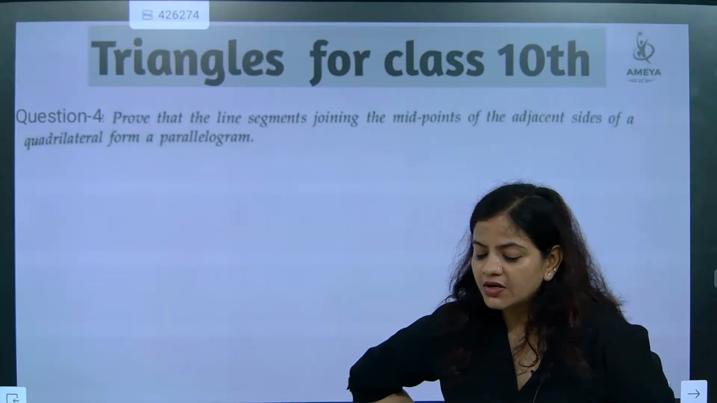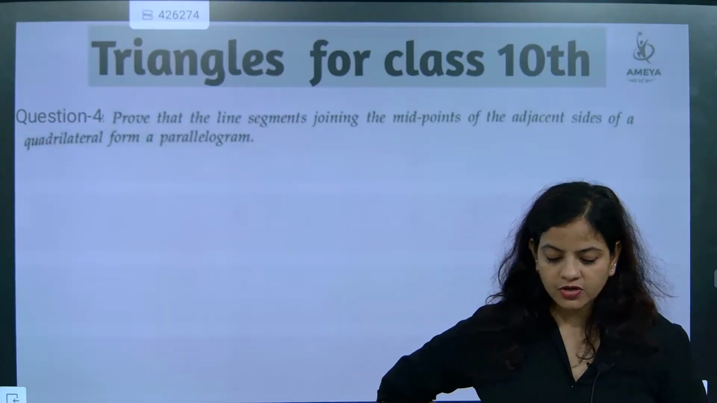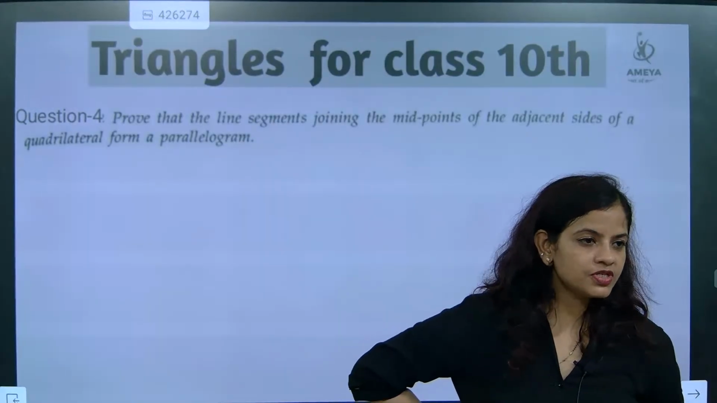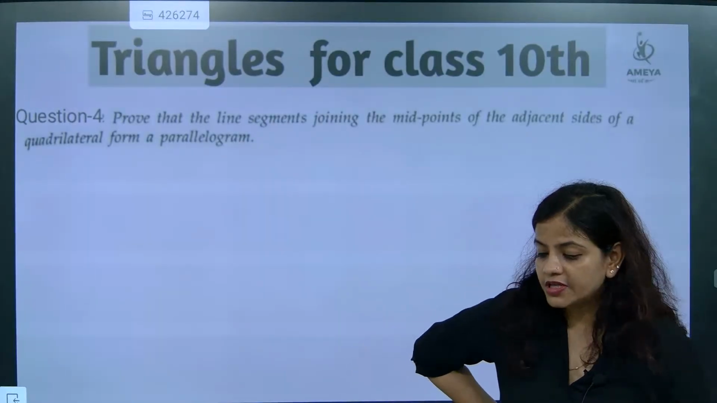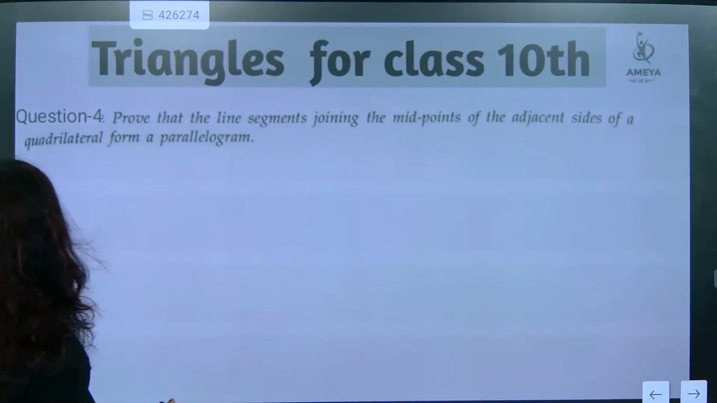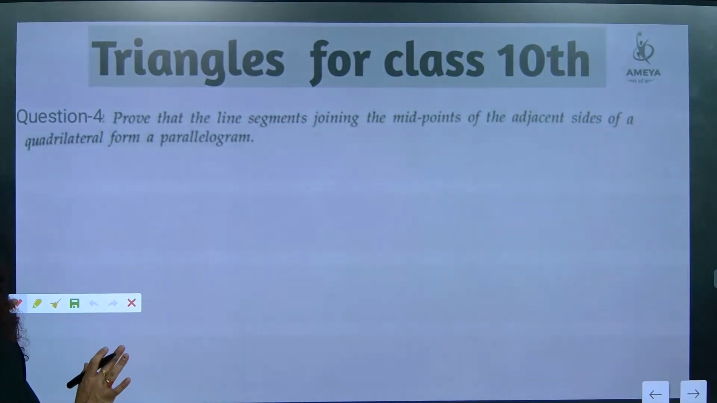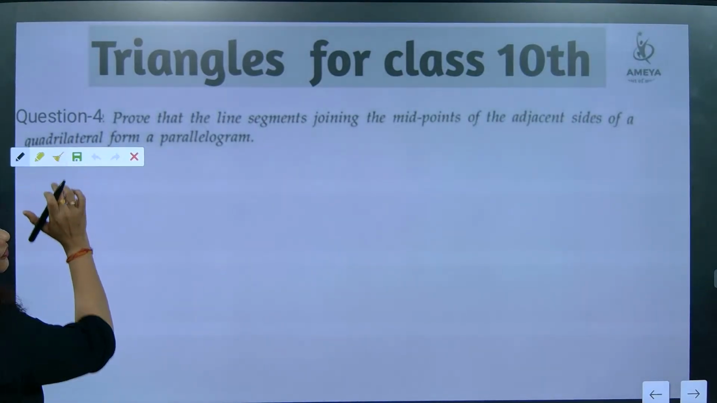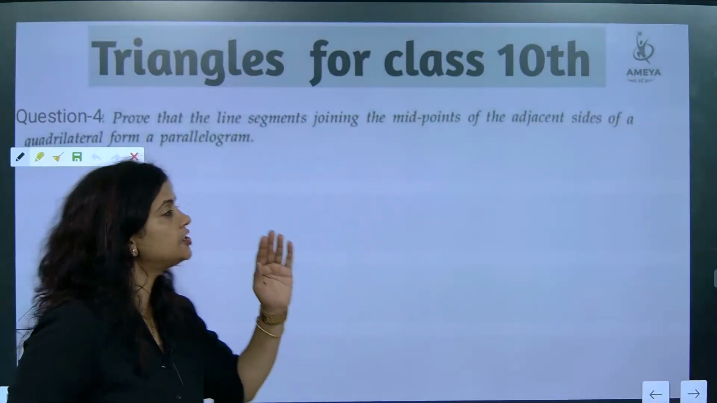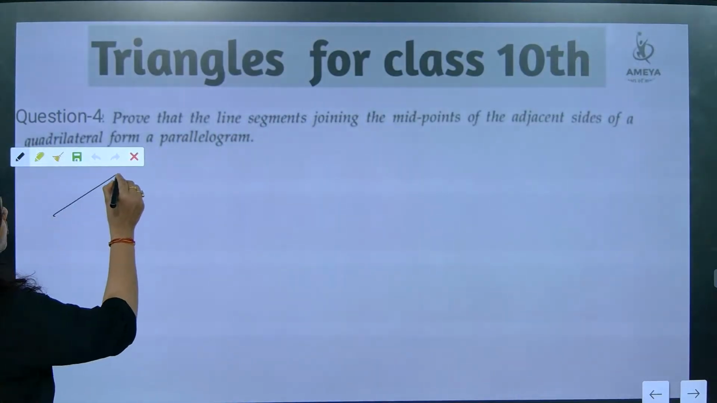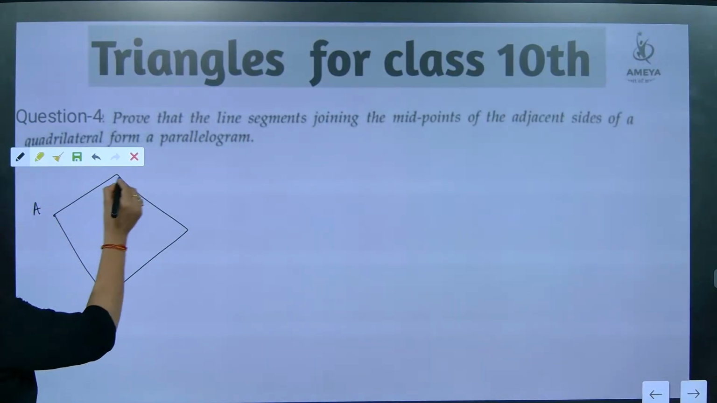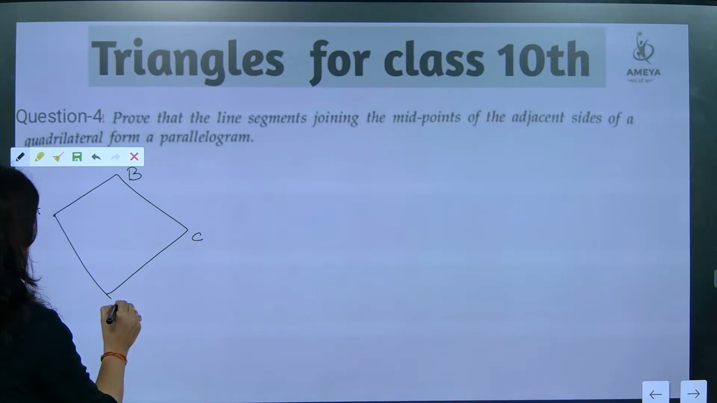So just now we learned one concept. In the previous question also, we have learned it. Now beta look here. One time I am going to solve it. Now let's check this one out, beta. First we will draw the quadrilateral. We don't know anything. We will start from the beginning. Prove that the line segment joining the midpoints of adjacent sides of a quadrilateral. So first we drew a quadrilateral like this. Now we will name it as A, B, C, D.